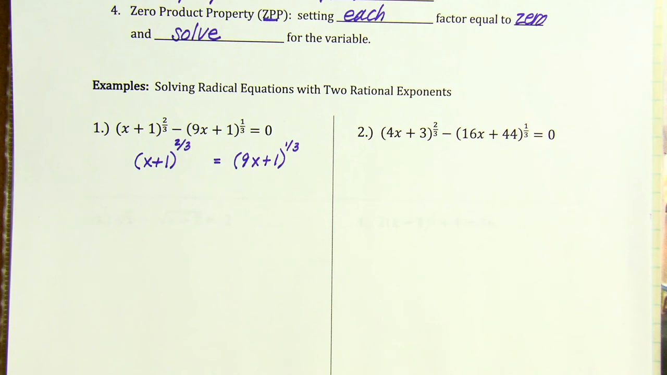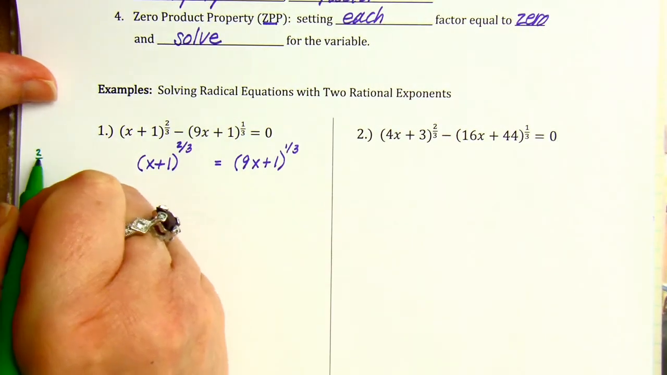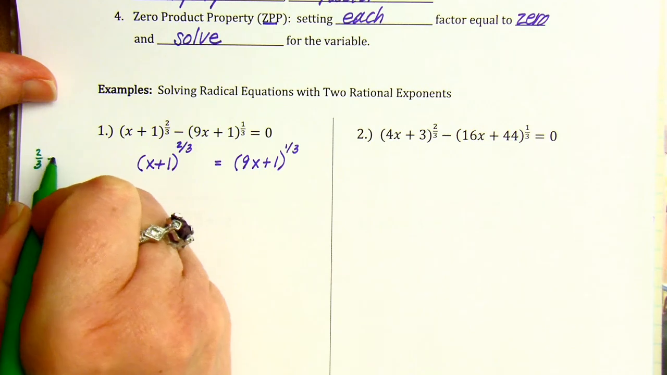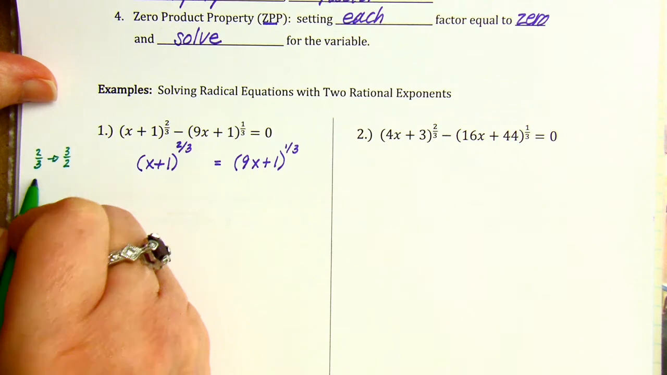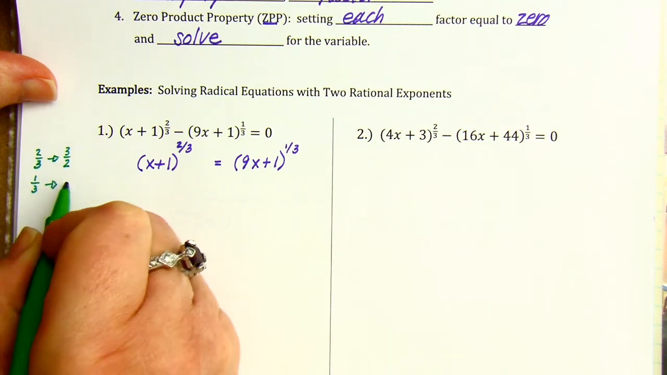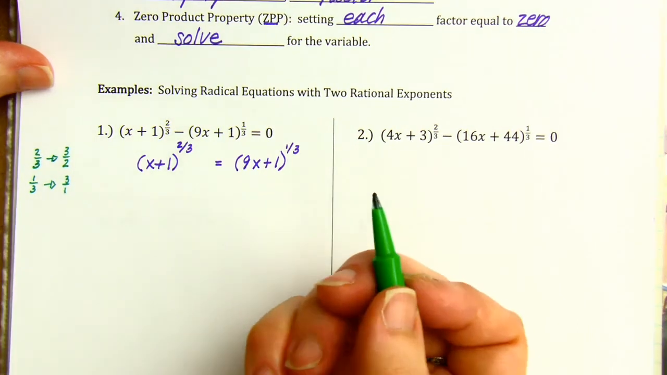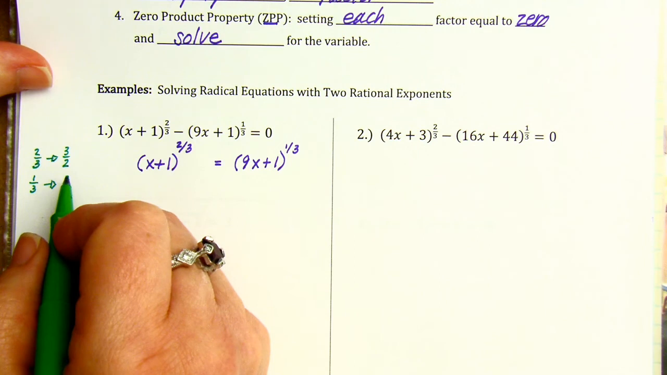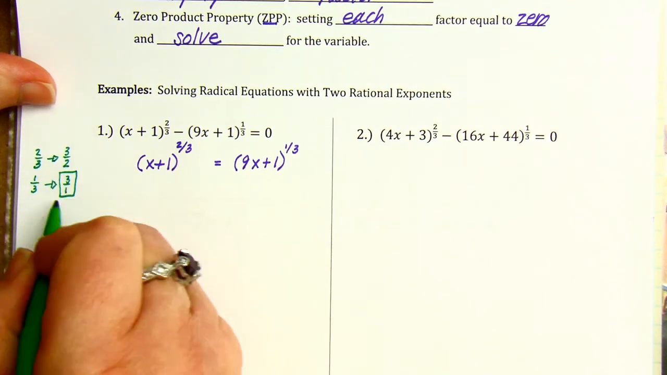All right, so now I'm going to look and compare the reciprocal powers. The reciprocal of 2/3 is 3/2. And the reciprocal of 1/3 is 3, or 3/1. Well, which one's bigger? Well, 3/1 is 3. 3/2 is only 1.5. This is the larger one.